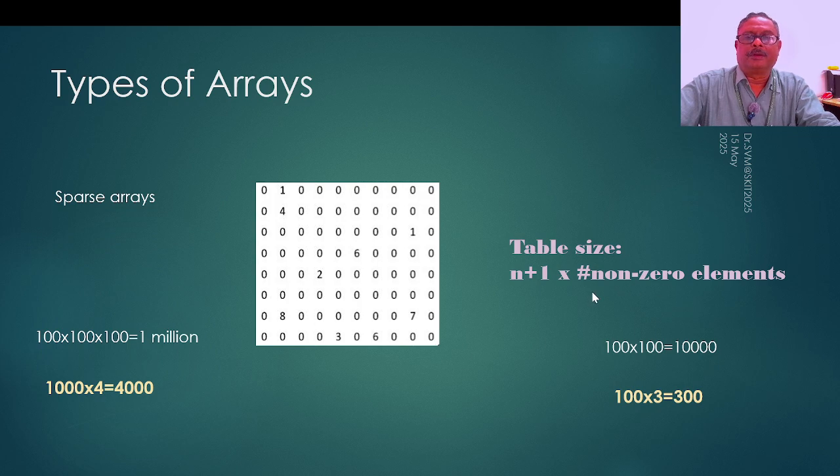So if we make use of this new convention, definitely we are going to save a lot of time and a lot of memory. So that's all about sparse arrays.